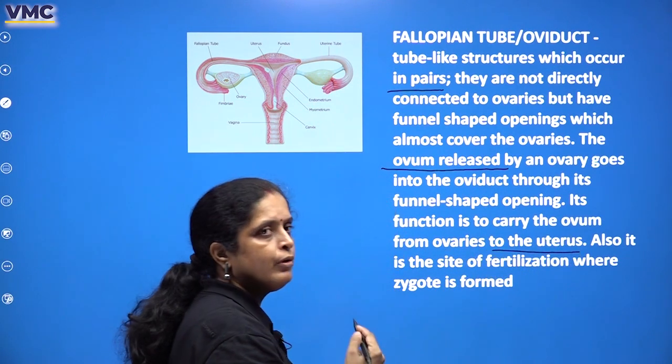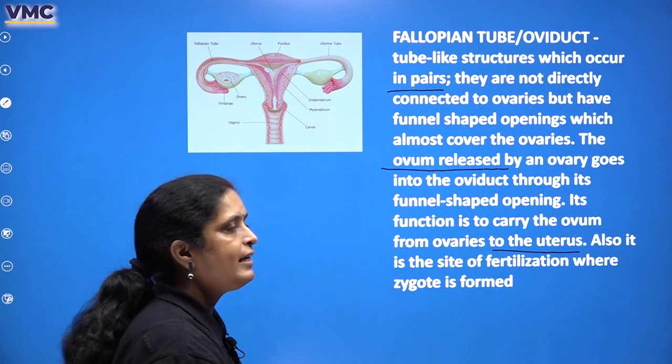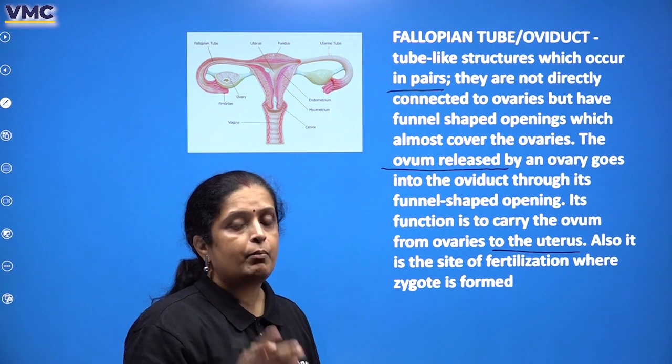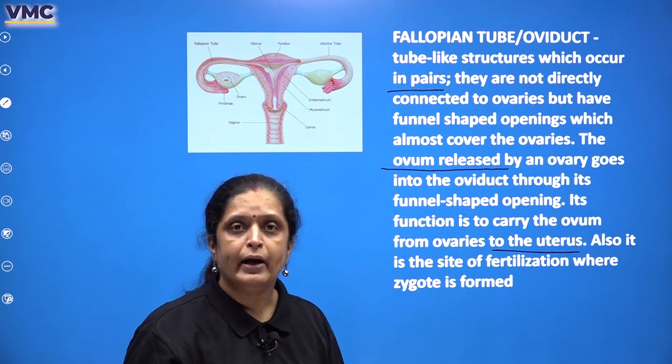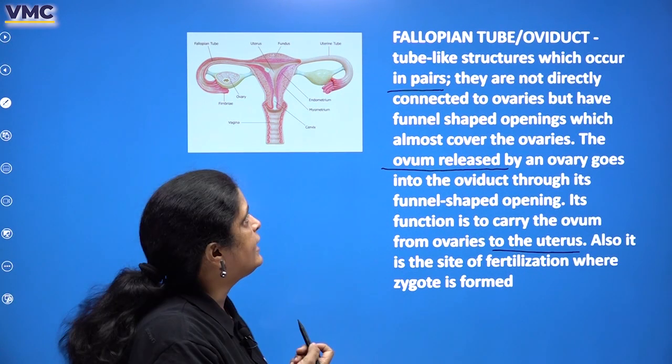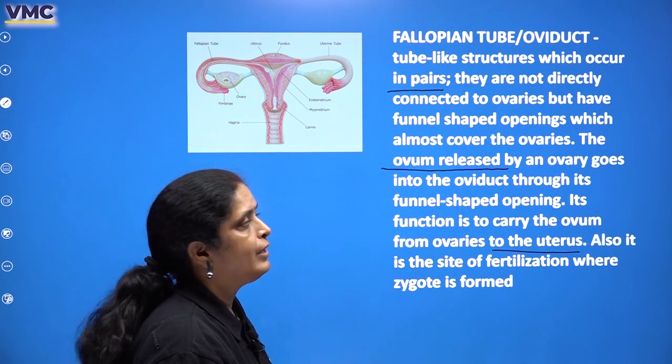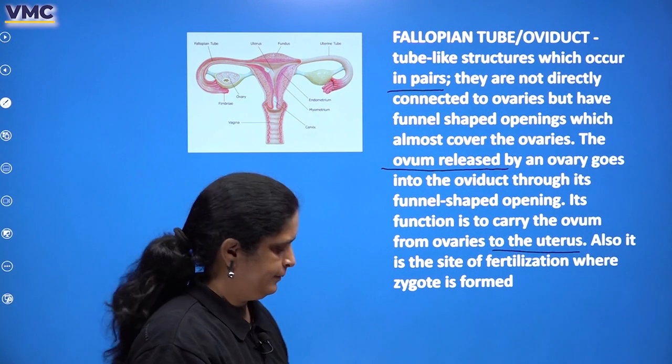So ovum को carry करता है और uterus तक लेके जाता है whether fertilization takes place or not. But a very important question, where does fertilization take place? It takes place in the oviduct, right? Oviduct also known as the fallopian tube.